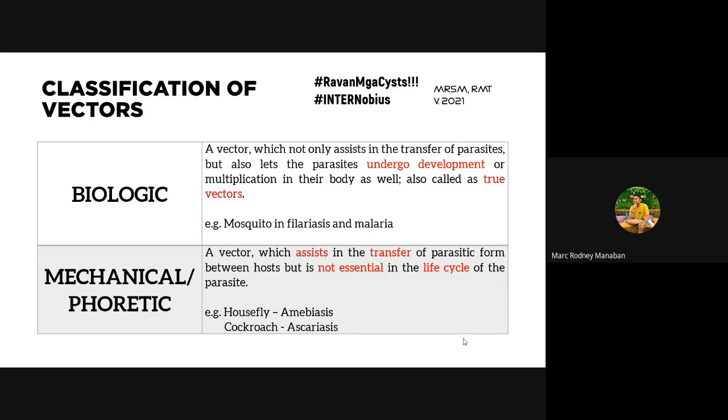Now, in comparison, you have your mechanical or phoretic vector. By the name itself, it only serves as a transport medium pa rin. So, transportation lang talaga. Gihimo siyang Uber or Grab sa imuhang parasite. So, it only assists in the transfer, but it does not play an important role in the life cycle of the parasite. All right. So an example is your housefly, which serves as a mechanical vector for amoebiasis, and cockroach for ascariasis.